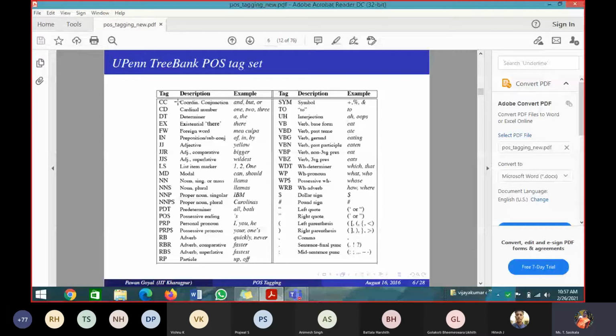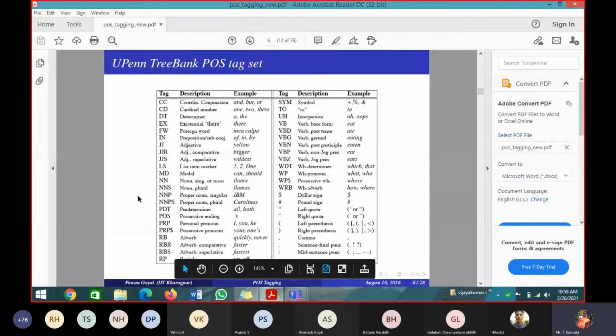They use CC for conjunction, and conjunction means what? And, but, or, to combine two sentences. So they are using a tag called CC. CD they have used for cardinal numbers 1, 2, 3. NN is for noun singular. NNS means noun plural, that is in-depth information. NNP means proper noun singular. So like that, they have identified 45 POS categories, with the tags, a description of each tag, and some examples.